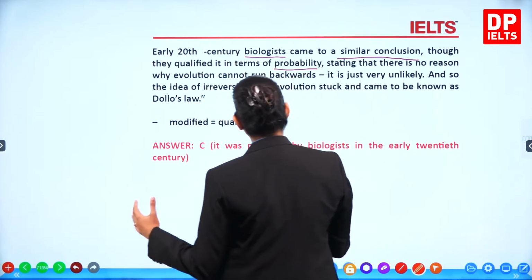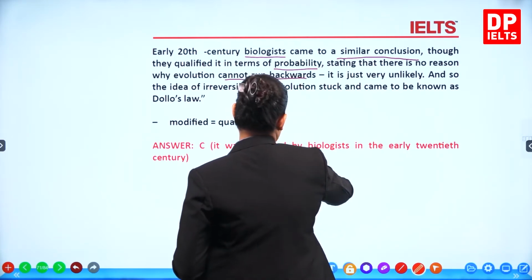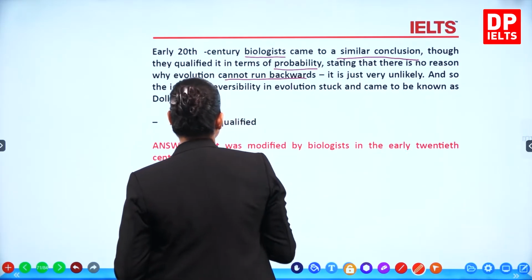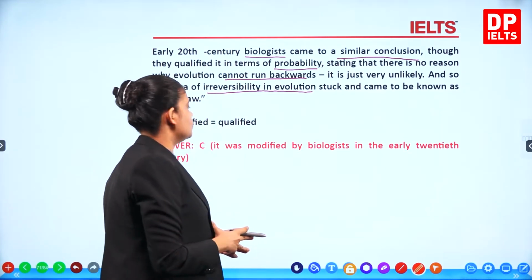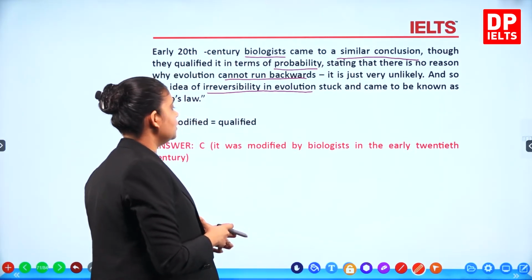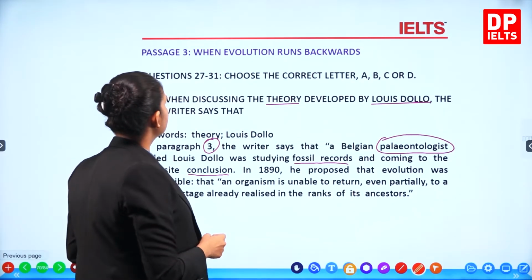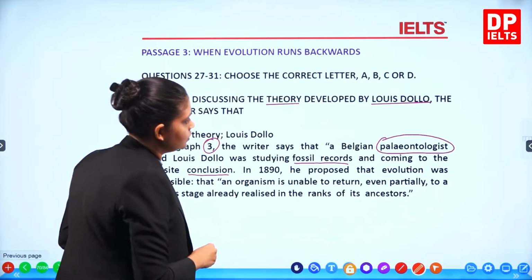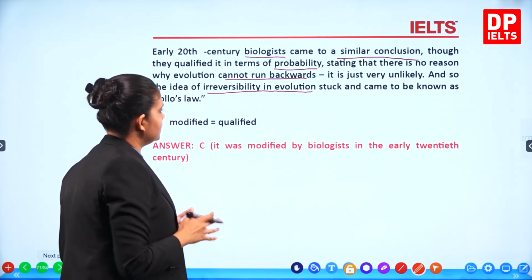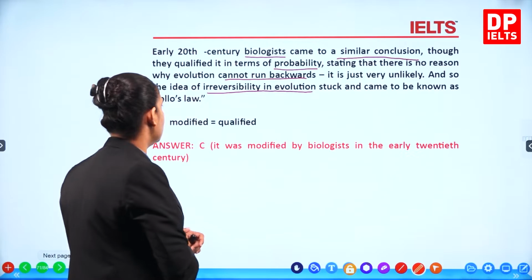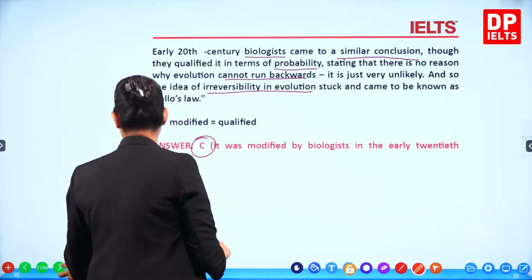So in the early 20th century, biologists came to a similar conclusion, though they qualified it in terms of probability, stating that there is no reason why evolution cannot run backwards. And so the idea of irreversibility in evolution stuck and came to be known as Dollo's law, right? So it was modified by biologists in the early 20th century. Coming back here, when discussing the theory developed by Louis Dollo, the writer says the idea of irreversibility stuck and came to be known as Dollo's law. So the most appropriate answer that you could take would be C.